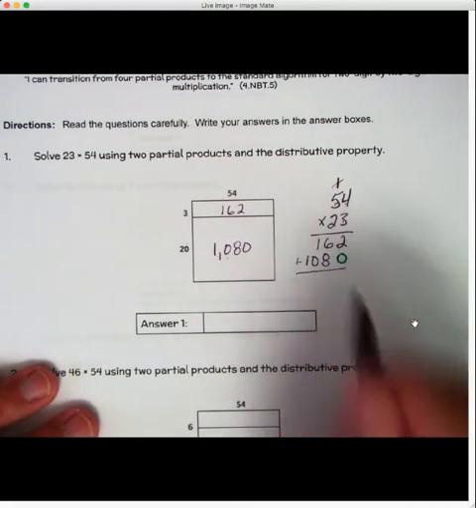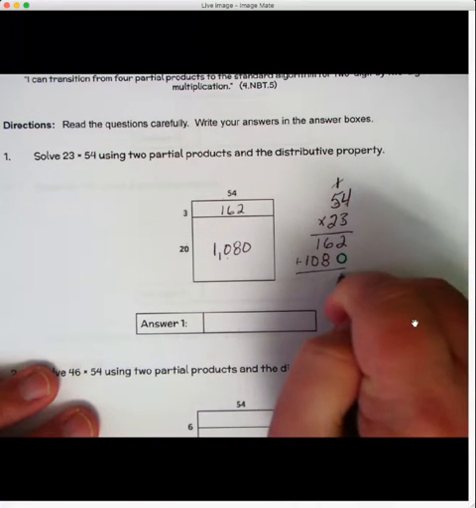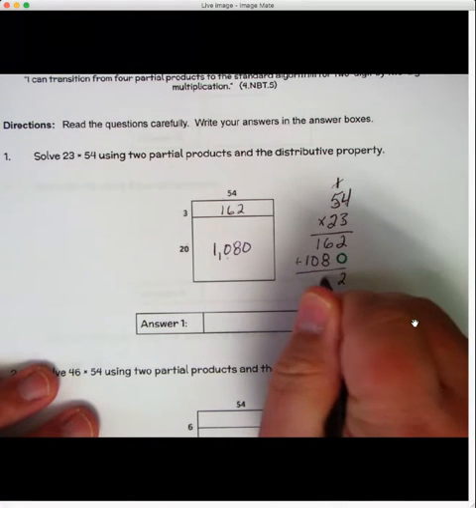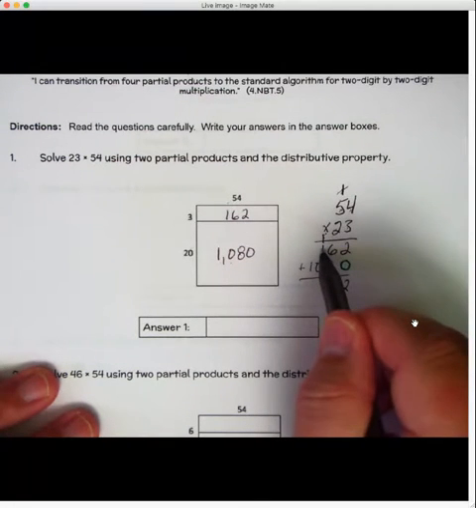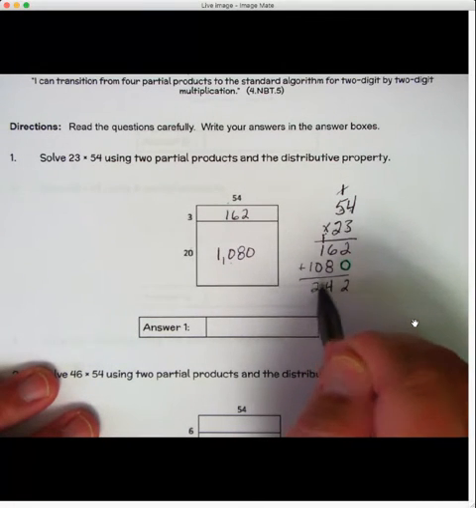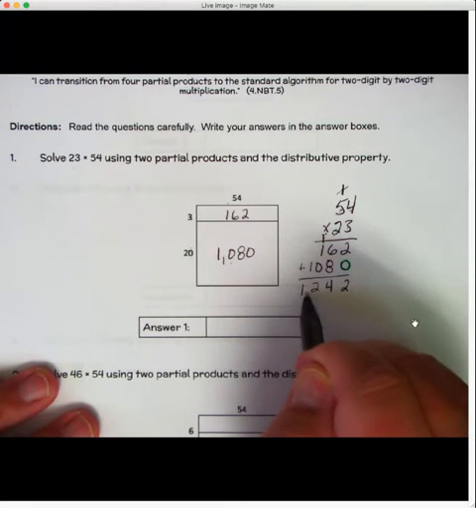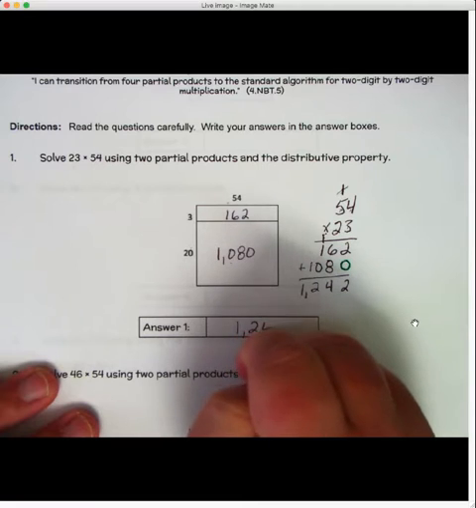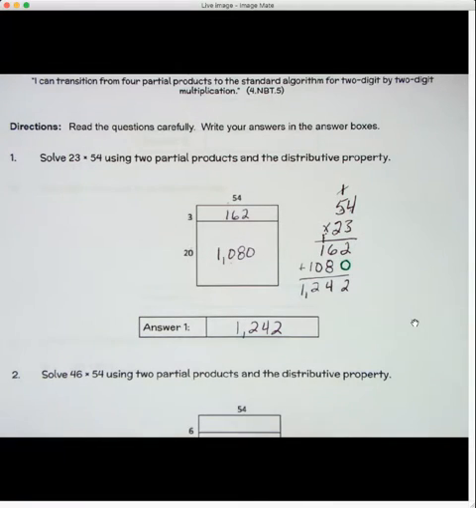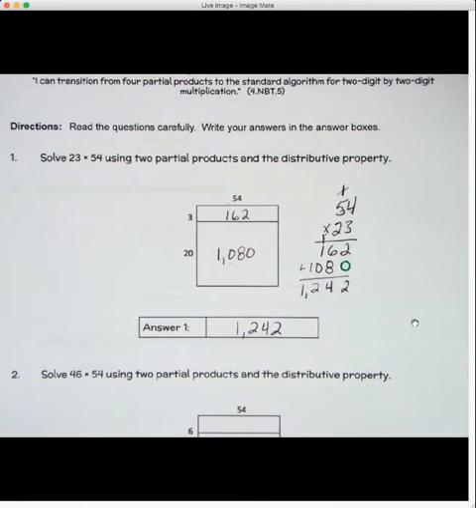Okay, and then when we add these two together, 2 plus 0 is 2. 6 plus 8 is 14. We put our 4 down, carry our 1. 1 plus 1 is 2, plus 0 is 2, and we only have a 1 in the thousands place. So our answer is 1,242. All right, let's work the next one out.